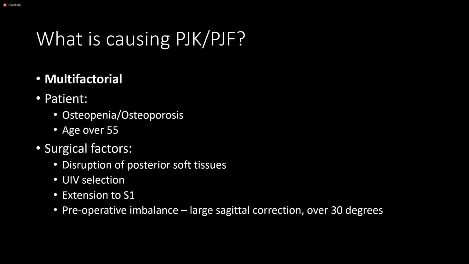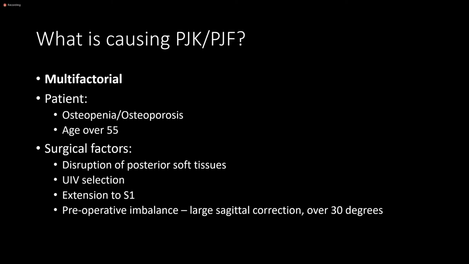So what is causing PJK? If we have to use one word, that would be multifactorial. There's not a single factor that can cause PJK. Normally, patients over 55 who have osteopenia or osteoporosis are at higher risk for PJK. And during surgery, if they had disruption of the posterior soft tissue, like the interspinous and supraspinous ligaments, they're at a higher risk for PJK.